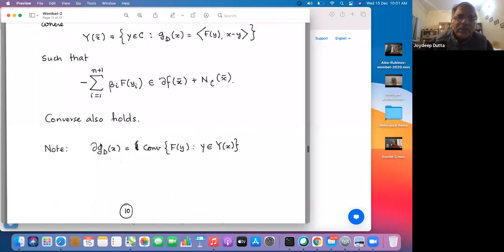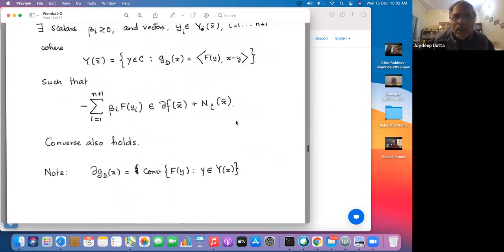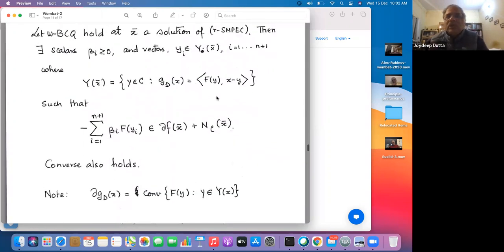I can actually write GDX in this way. This is the convex hull of this, where YX is the active index set, the set of all Y in C such that this holds. Because C is compact, for every X there will be some Y for which this will hold. I'm assuming F to be a continuous function, a monotone function, right? So the continuity of F is given. We are not getting into those details. F is obviously always taken to be a continuous function.